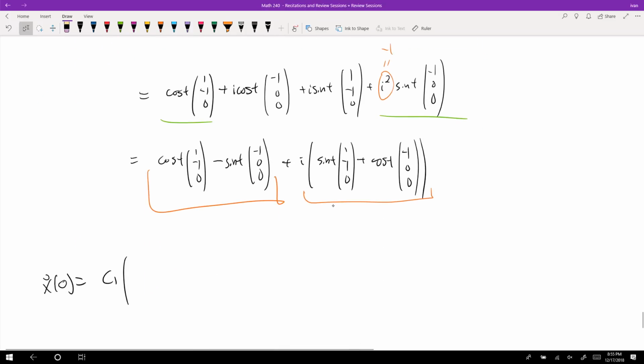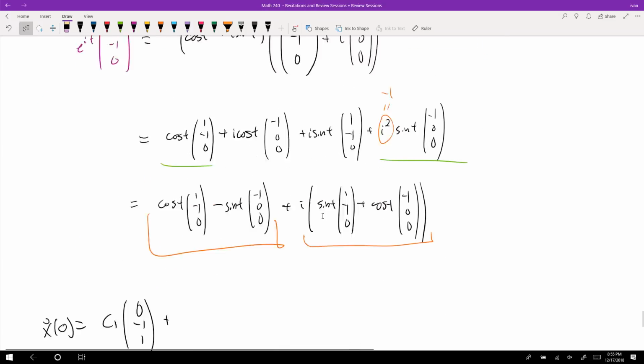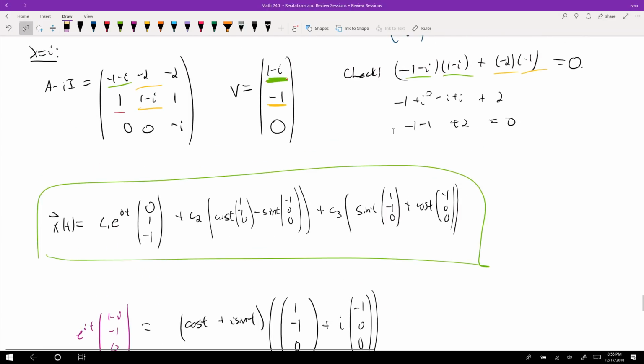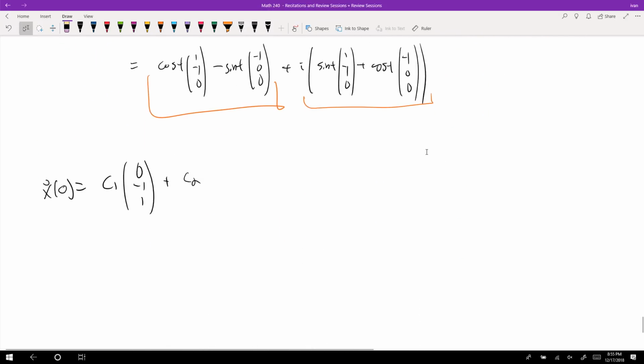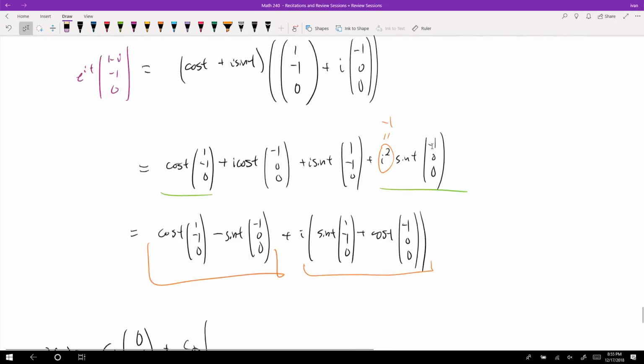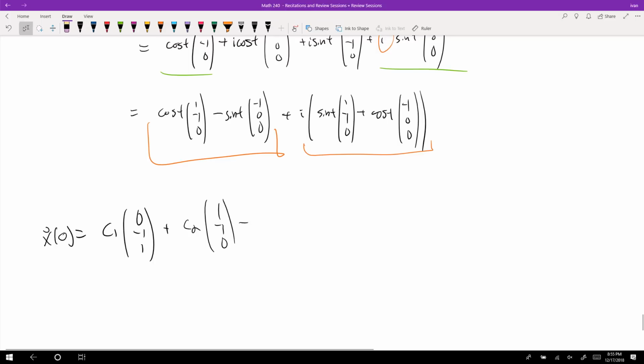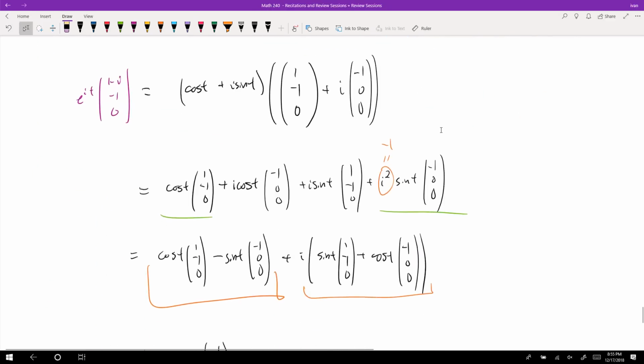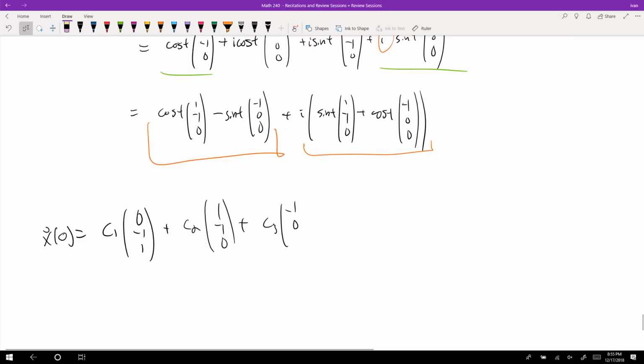You get c1 times 0, negative 1, 1, that's fine, plus c2, and then the cosine t is the only thing that's going to have anything at t equals 0, right? Because sine of 0 is 0. So we don't care about the sine term. So there's just c2 times 1, negative 1, 0, and then plus c3, but we only care about the cosine term again, so that's c3 times negative 1, 0, 0, and this is equal to whatever initial value condition we had, negative 2, 1, 1.